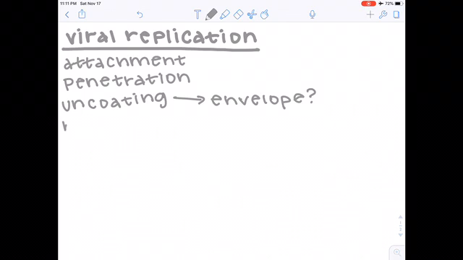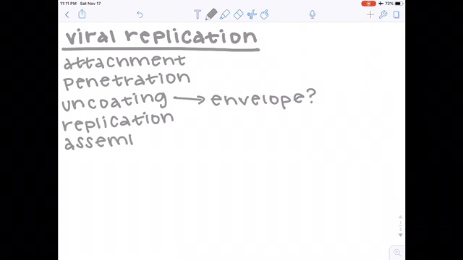The next step is replication. Overall, this whole process is called replication, all 7 of these steps, but there is also an individual step called replication. And that, the way it sounds, is where the virus will replicate their genome. The next step is assembly.